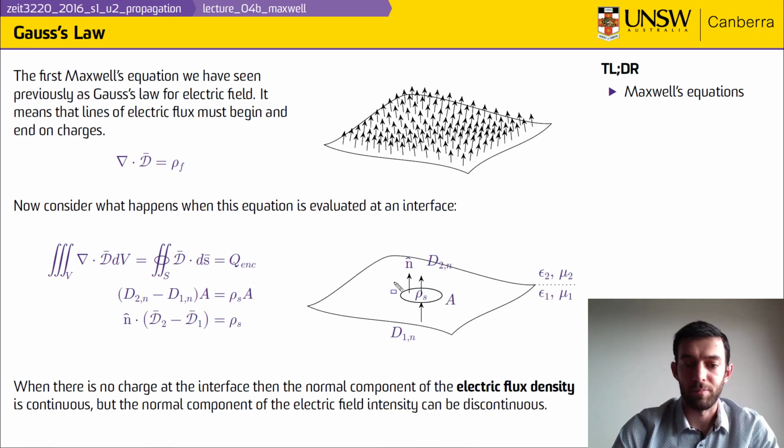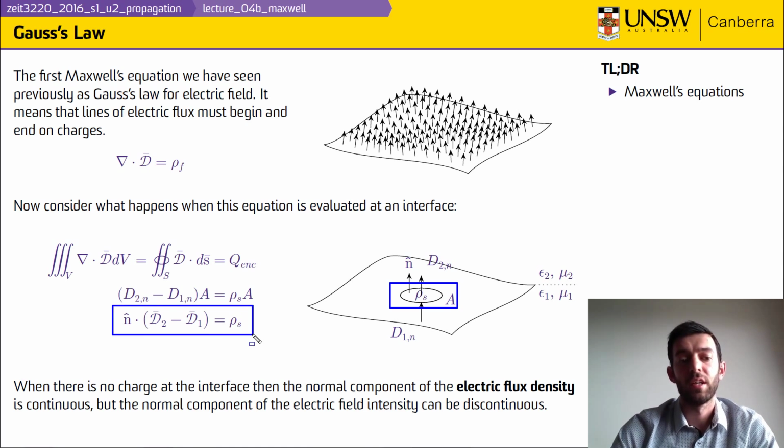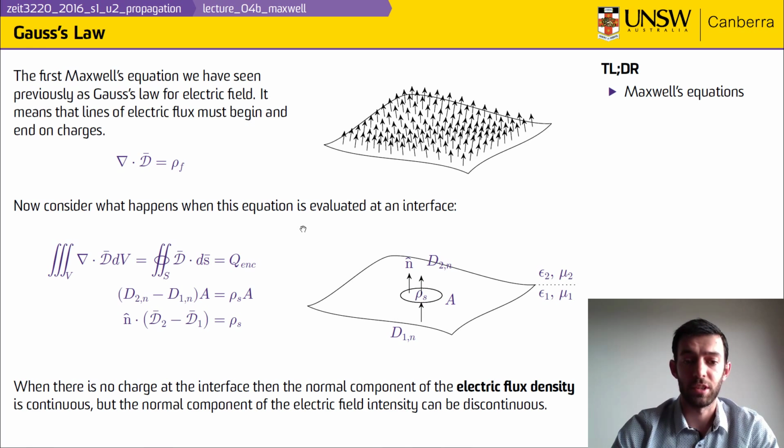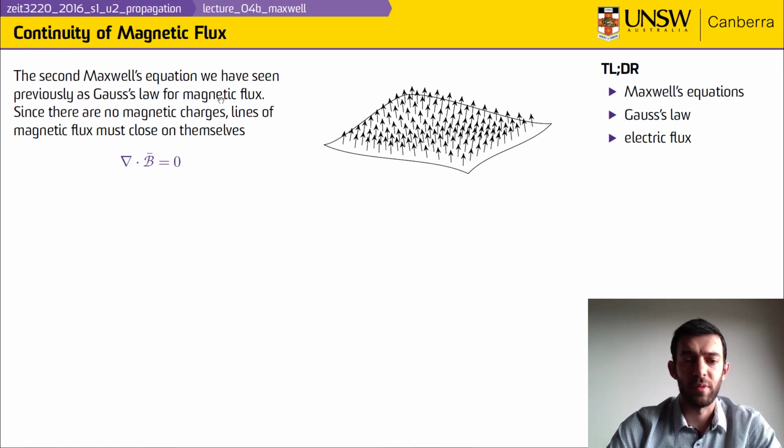Now, of course, we know that the area inside will also have a surface charge density which multiplies that A. And if we are to rephrase this in terms of a more independent set of coordinates, we can write this as a dot product between the difference of D2 and D1 being equal to the surface charge density. In essence, it implies that D2 and D1 can be discontinuous, but this discontinuity has to be accounted for perfectly by the surface charge density. When we look at the second Maxwell's equation, we recognize it to be Gauss's law. But instead of talking about electric flux, we're now talking about magnetic flux.